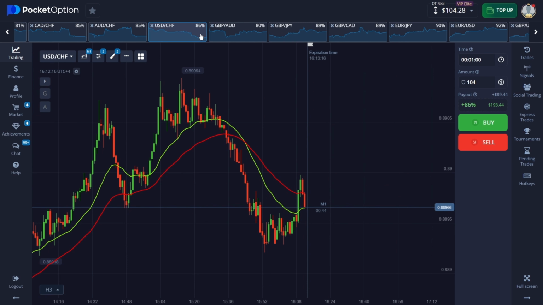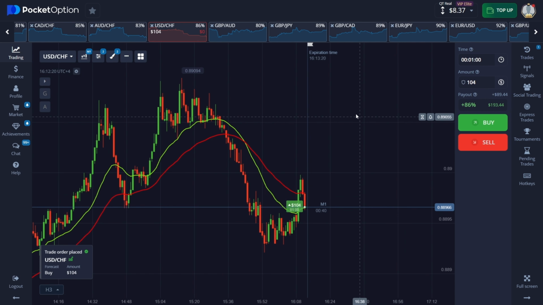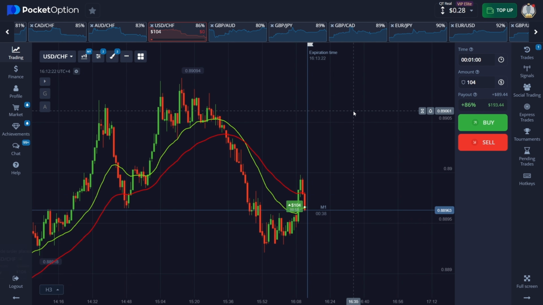On USD CHF, we have a trade for the upside move, and I placed a trade for the upside move on USD CHF worth $104 from the 25 EMA level. As you can see, the previous red candle closed near the 50 EMA level, and the current candle gives us a good entry near the 25 EMA level. That's why I took this trade for the upside move. There's also a support level here.